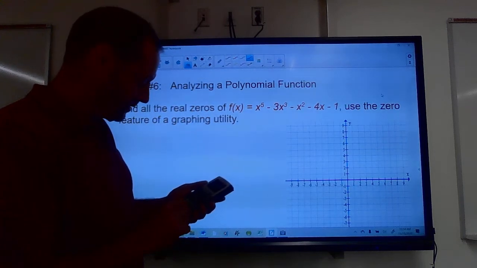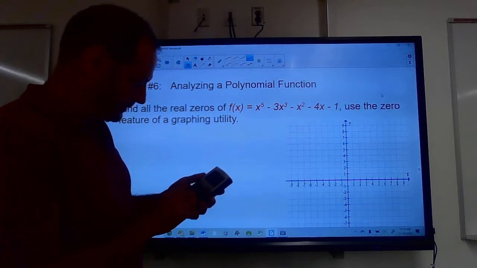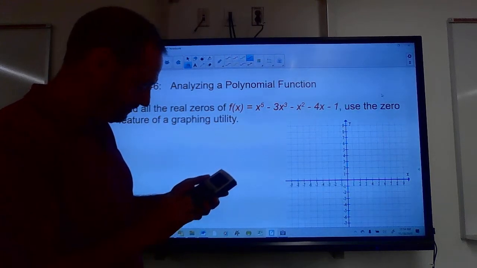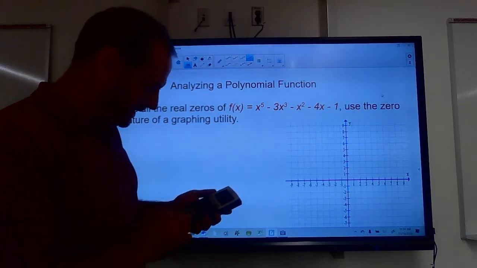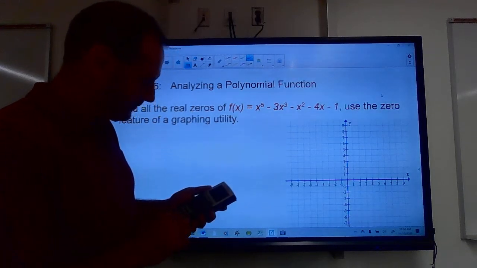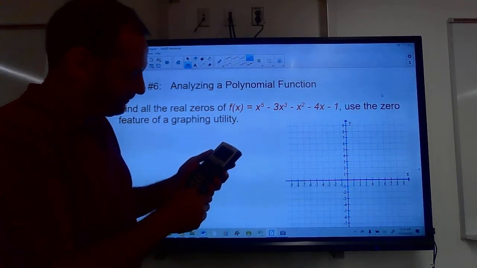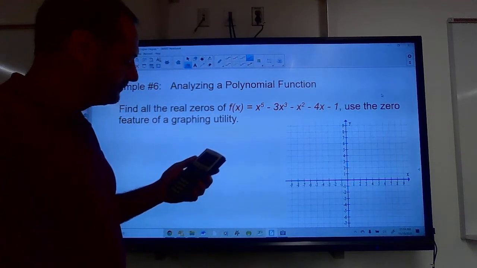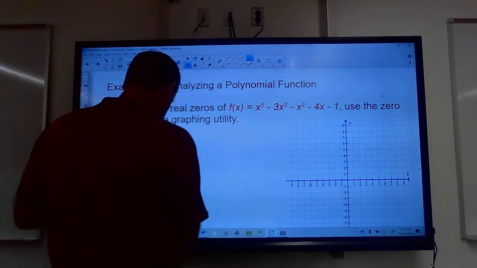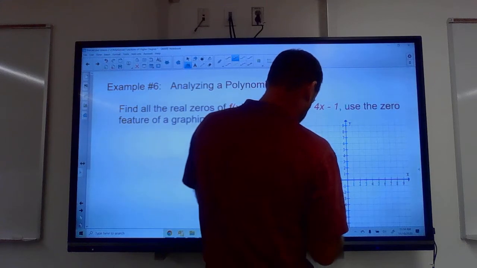Down arrow again. Okay, minus x squared minus 4x minus 1. And then we'll set our window. I usually use the standard window: negative 10, 10, 1, negative 10, 10, 1. That's your window key, which is right next to the y equals key. And then we hit graph. Okay, and I get a graph that looks something like this.